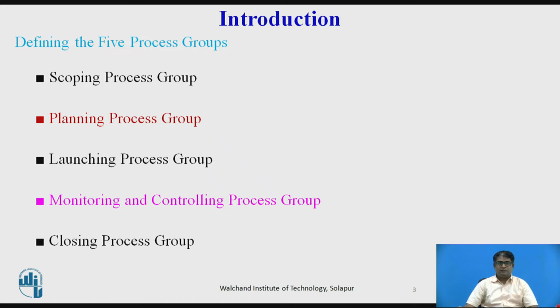The project management lifecycle model which is used must contain the 5 process groups: scoping process group, planning process group, launching process group, monitoring and controlling process group, and closing process group. These 5 process groups are the building blocks of every PMLC.